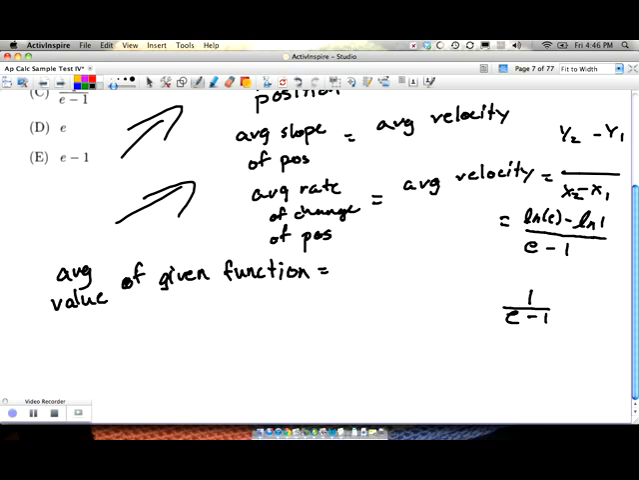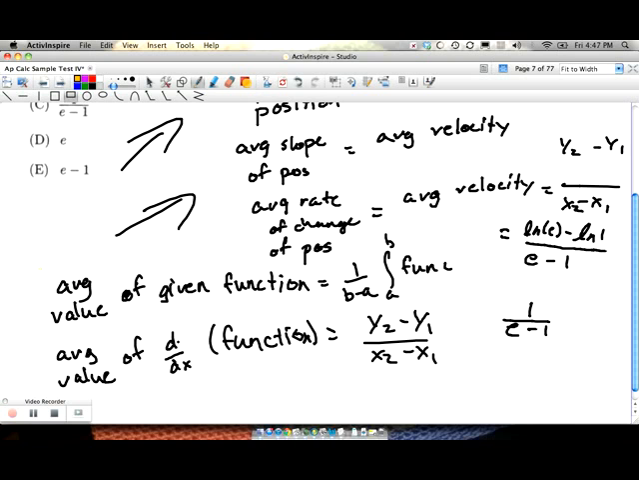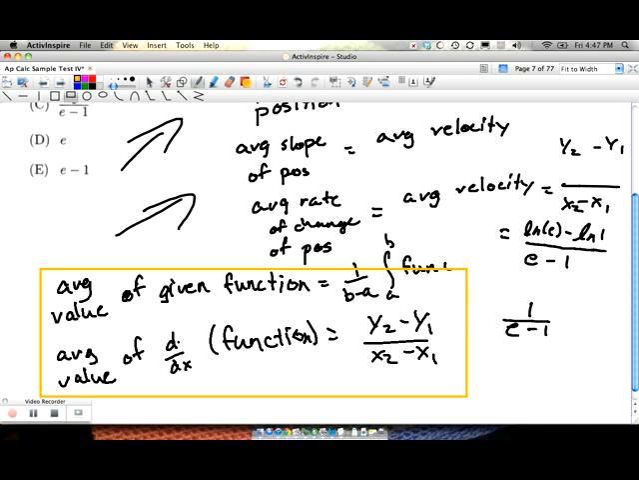So if they asked us average position, that's the whole 1 over b minus a, integral from a to b of the function. But if it's asking the average value of the derivative of the function, that's just slope. This is huge, so big we're going to do a big orange box around it. Then we're going to make that box bigger.